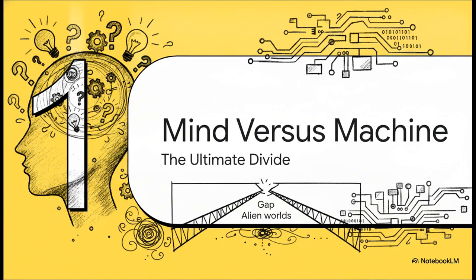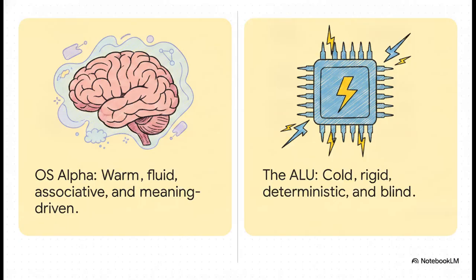Part 1. The mind versus the machine. To understand this gap, we have to look at the two radically different worlds we're dealing with. On one hand, you have the human mind. Researchers playfully call this OS alpha. It's warm, fuzzy, fluid, highly associative, and totally driven by meaning.